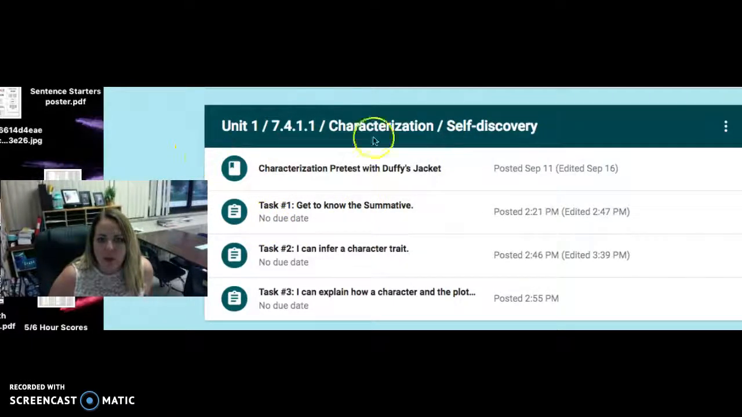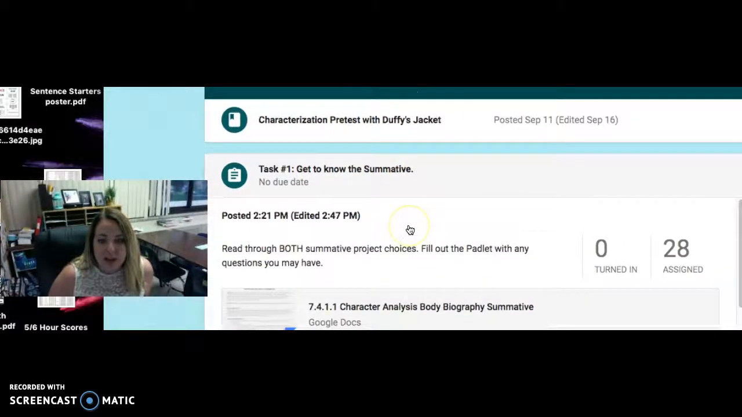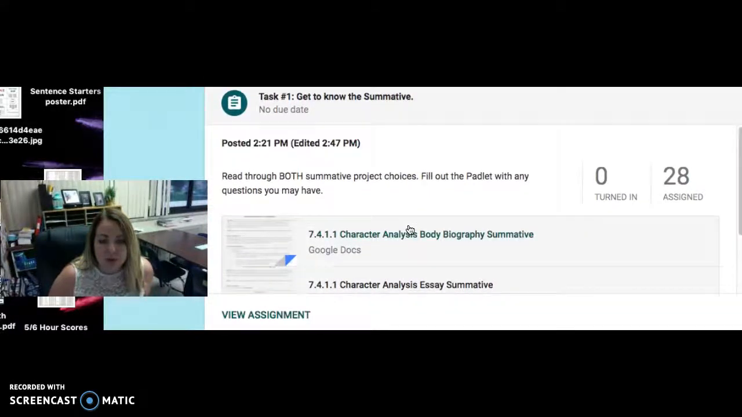I just wanted to give you guys a little demonstration about what I'm expecting you to do when you are on task number 1. So if you are in personal flex time right now and you're not really sure how to get started, what you should do first is start with number 1, get to know the summative, right? What I'm expecting is that you are able to read through the directions right here. Read through both summative project choices. Fill out the Padlet with any questions you may have.